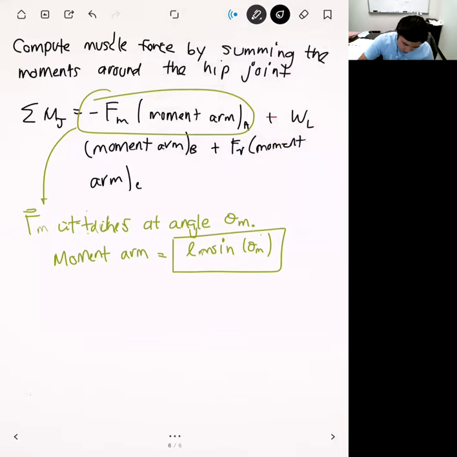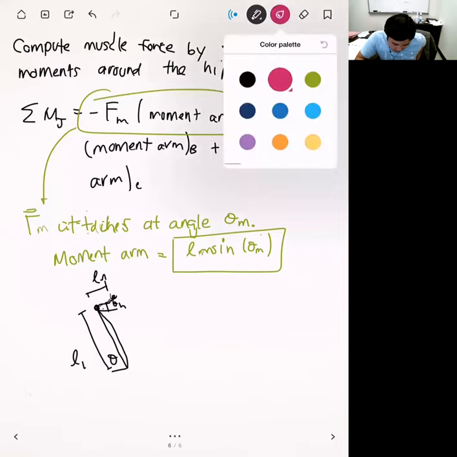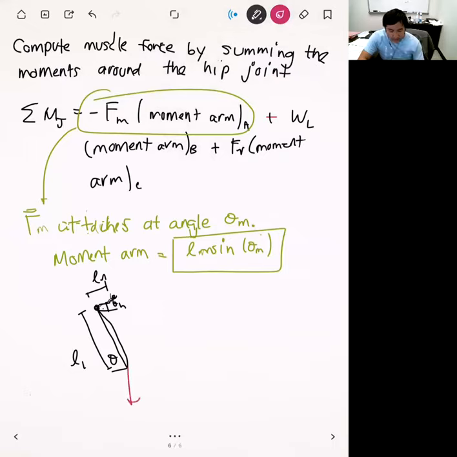Let me go ahead and draw just one more picture here. In this picture right here, we have L1. This distance is Lm. This distance is theta h. And this distance is theta. All right. And so if the WL is acting on this part of the leg right here, we want to know what the horizontal distance is between here and the joint.